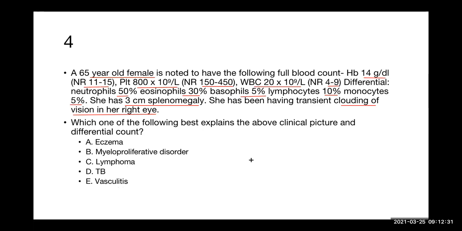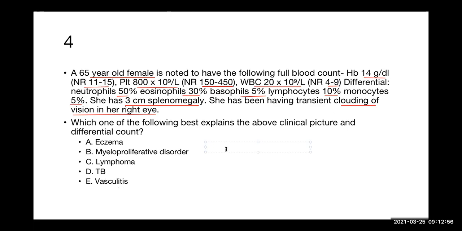B. Okay, he's going for B. It's myeloproliferative disorder. So which type of myeloproliferative disorder is this? CML. CML. Why CML? Why? Sir, because age is important here, and also the patient is having thrombocytosis and leukocytosis.